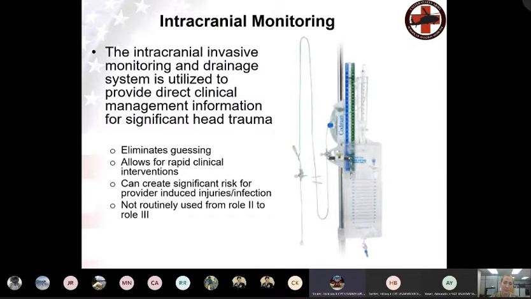Because I've seen people where they're not paying attention, they left it open and the patient drained almost 30 mLs in that hour. And then, of course, things started going downhill fast.